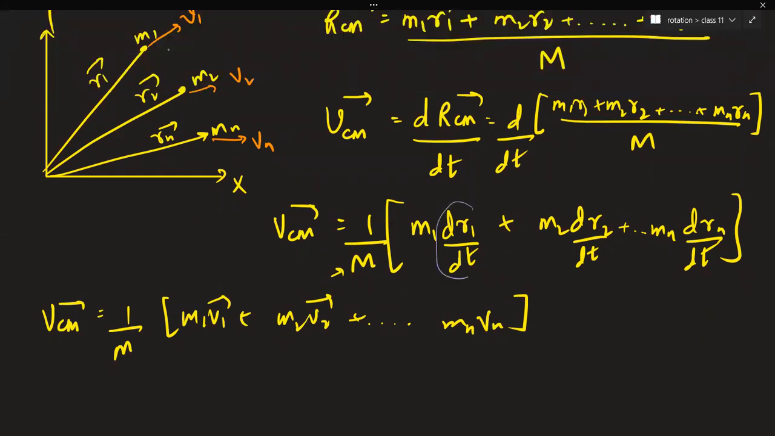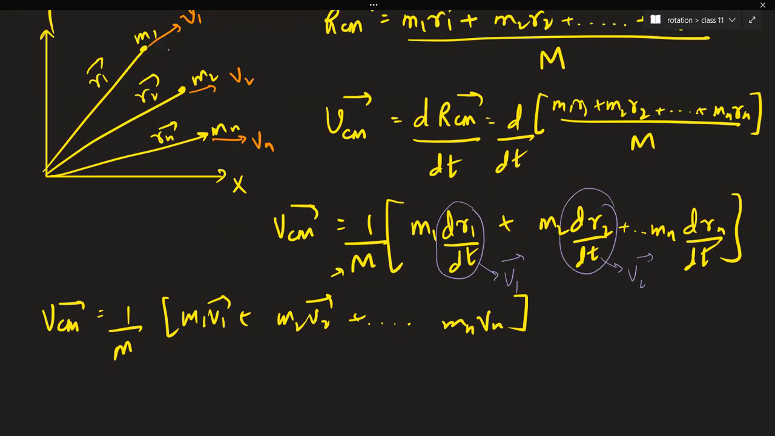See, r1 by dt is v1. You will write v1 as dr1 by dt only, no? Rate of change of position, rate of change of displacement, dr1 over dt. Similarly, dr2 over dt, like this you write. So that's why m1 v1 plus m2 v2, like this also we can write.